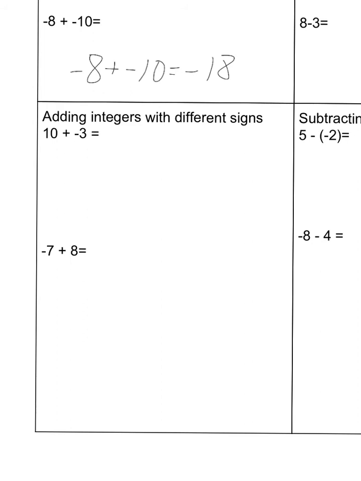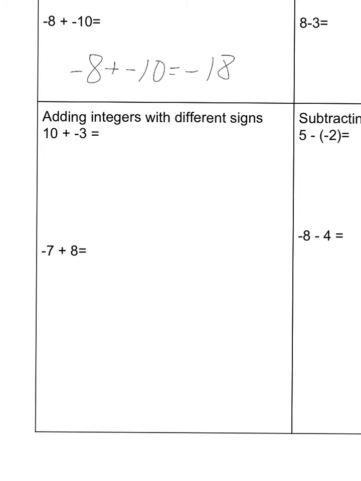Okay, adding integers with different signs. These are addition problems, so I don't have to change that. It stays addition. If it starts addition, it stays addition. So now I look and I have 10 plus negative 3. They have different signs, so I have to subtract. So it's kind of confusing: when you're adding integers with different signs, you end up subtracting. But if you're subtracting integers, you end up adding the opposite.